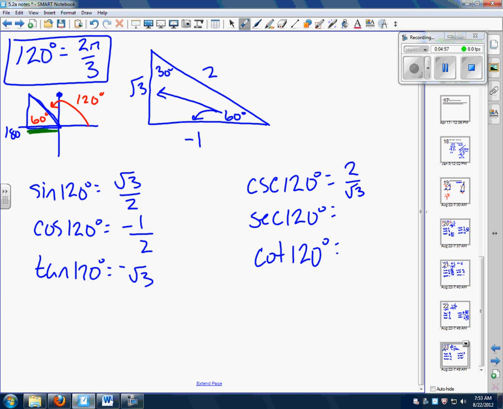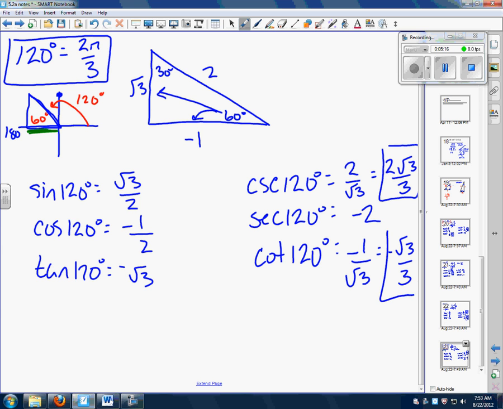So 2 square roots of 3, it needs to be rationalized. Secant of 120, we flip the cosine, make sure it stays negative. Cotangent of 120, we have to flip this, make sure it stays negative. Rationalize: negative square root of 3 over 3.